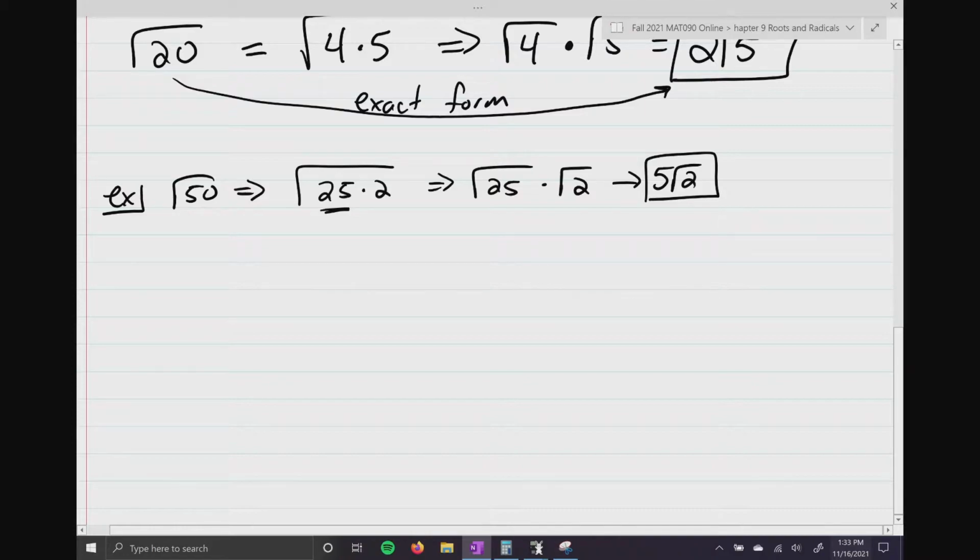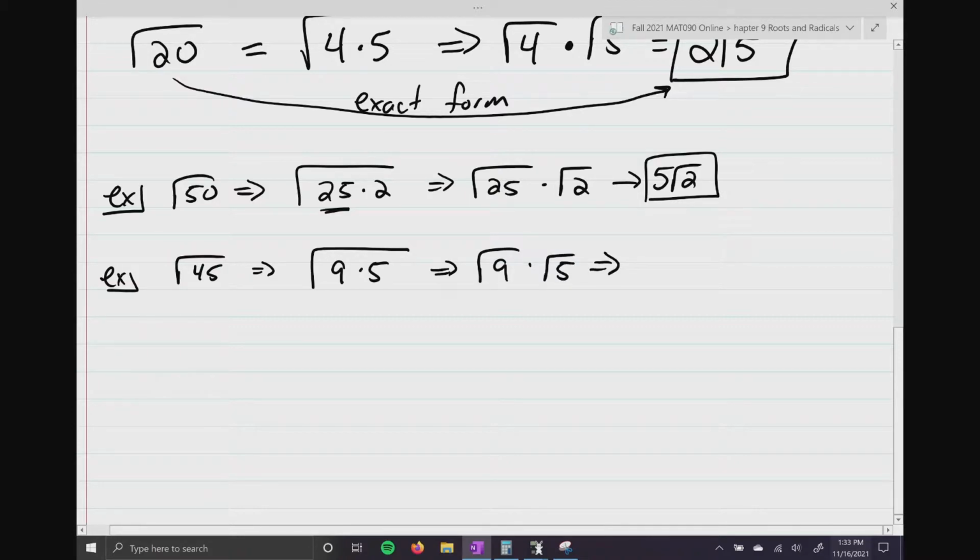Let's go ahead and do the square root of 45. So, the square root of 45 is 9 times 5, which means I can break them apart. I know the square root of 9 is 3. The square root of 5 doesn't reduce at all, so it just stays as 3 square root of 5. Okay? Now, sometimes it's easy.